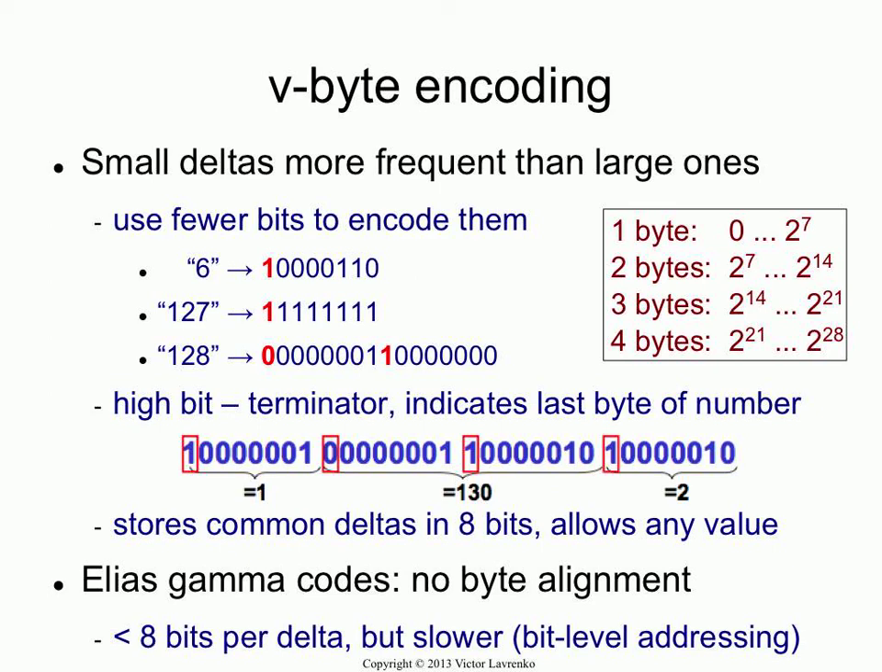So the word could occur in document 1, and the next occurrence could be in document 1 billion. So the delta is going to be 1 billion. And there is no way I can squeeze 1 billion into 1 byte. I could squeeze 1 billion into 4 bytes. So I could maybe represent every delta with 4 bytes. Why shouldn't I do that?